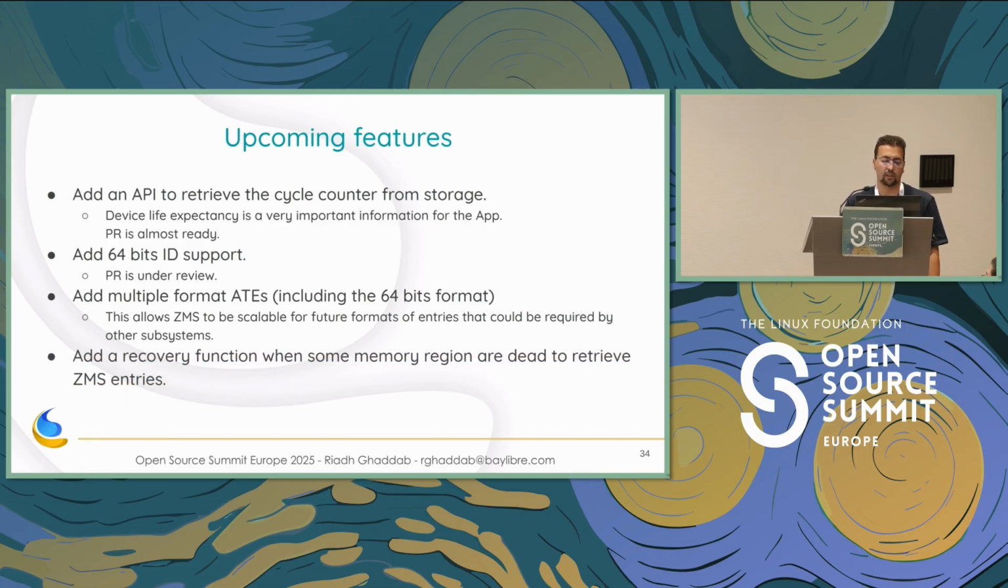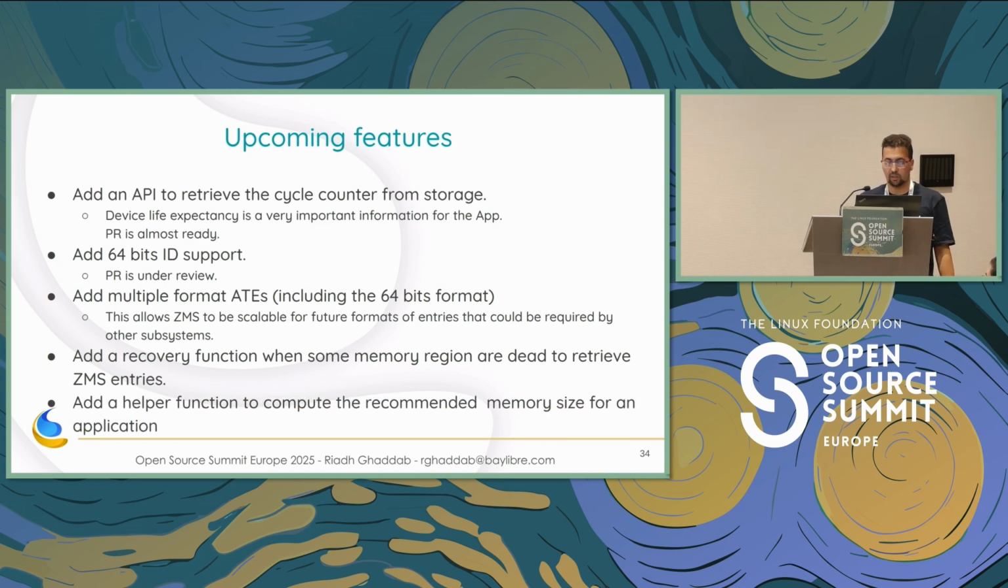Another upcoming feature is a recovery function for when something goes bad in the memory, or we have a memory region that is dead, to retrieve the ZMS entries. And one important thing, the last thing, I promise: to add a helper function. A lot of people ask me how to compute the recommended memory size for an application, even if it's documented online. I think we're going to add a helper that will automatically compute the necessary memory partition you need to configure to get the best performance in ZMS, based on how many entries you are going to store and how often.